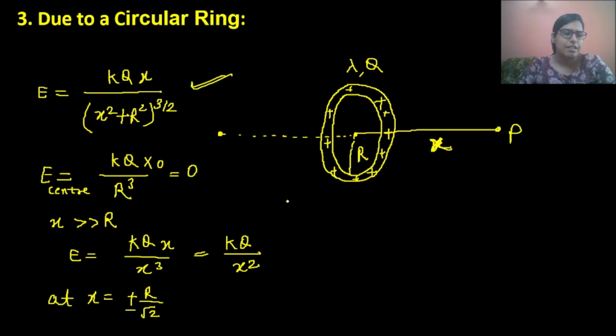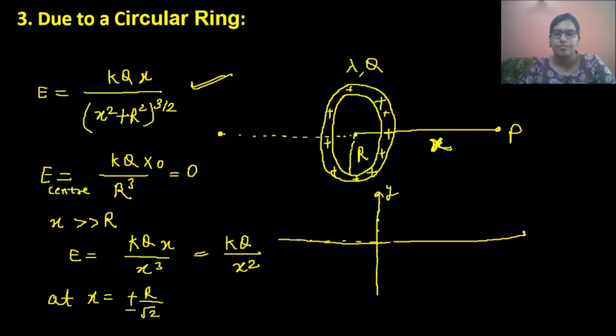Now if we see the graph of this electric field, first of all we can say the electric field will be similar around the y-axis. So the graph will be like this. Similarly in this direction also.